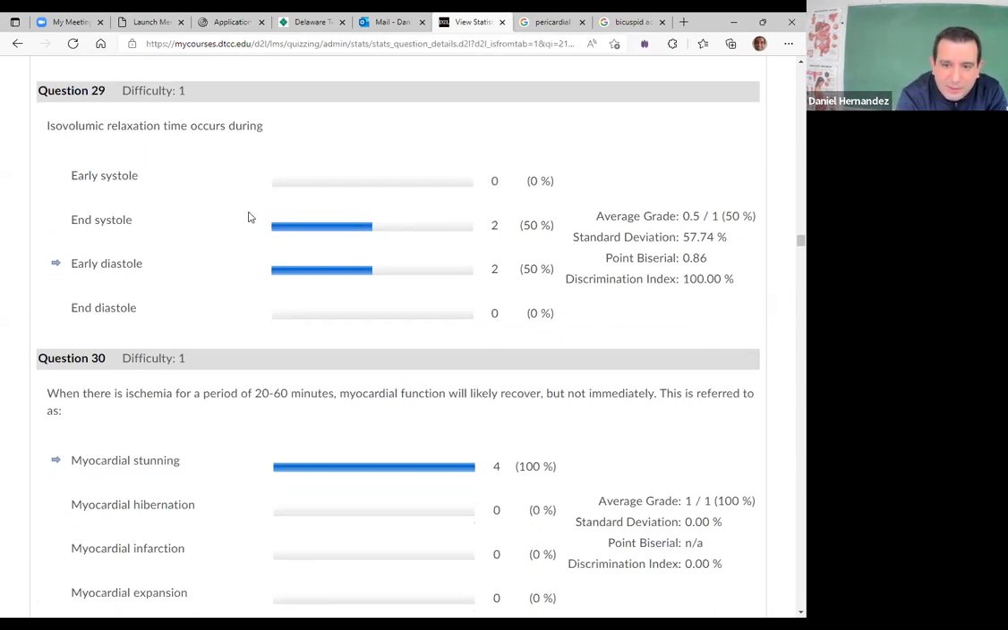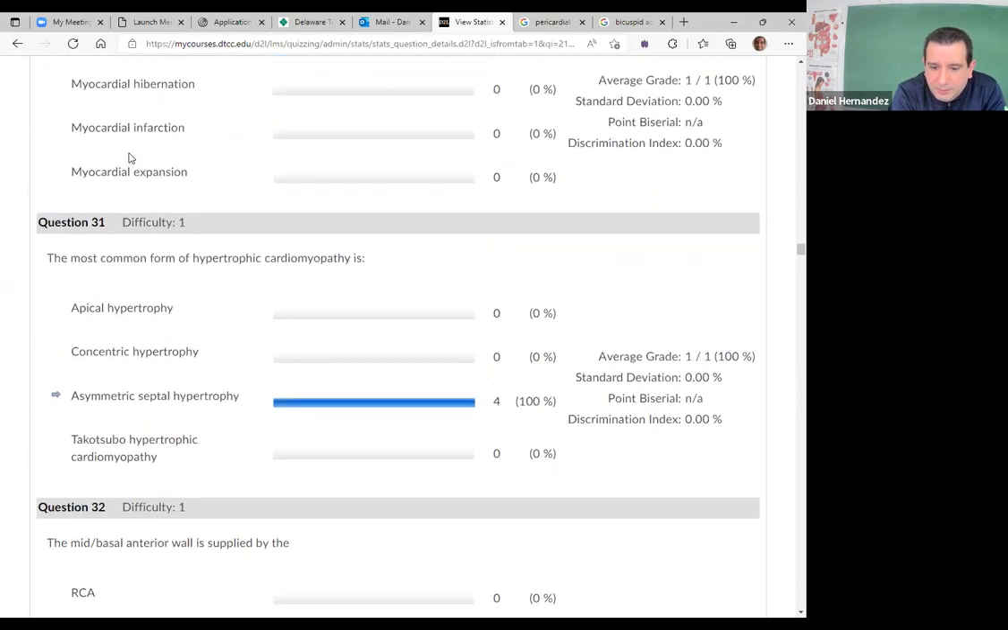Isovolumic relaxation time and isovolumic contraction time. You guys need to be super familiar with those in your cardiac cycle. Again, isovolumic relaxation time: all four valves are closed, and the ventricles are starting to relax at that point. So that marks the start of diastole. And isovolumic contraction time: the heart is starting to contract, our pressures are building up, but all four valves are still closed. That marks the start of systole, so that would be early systole.